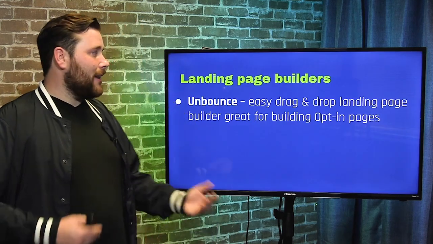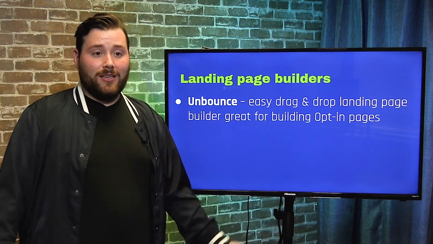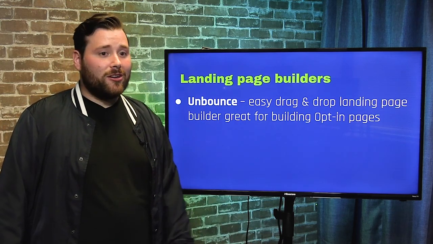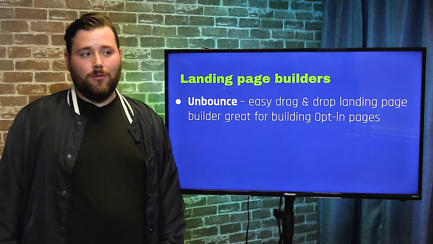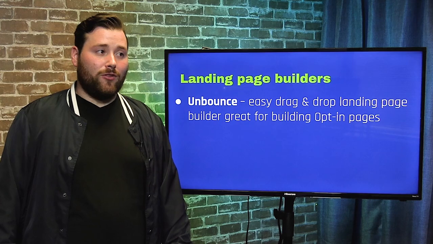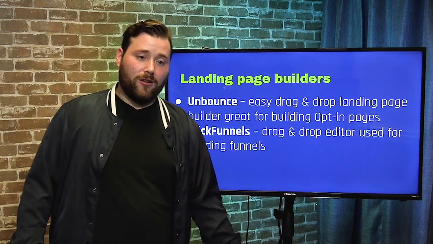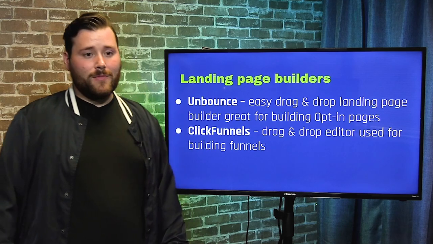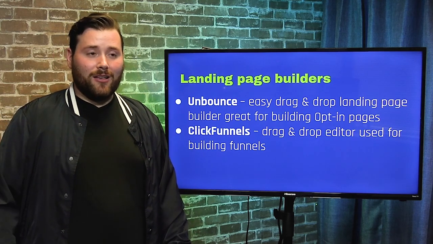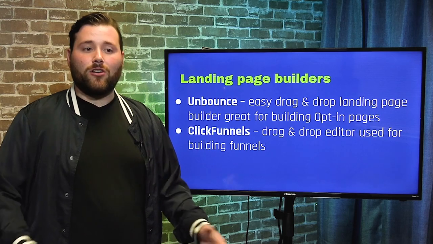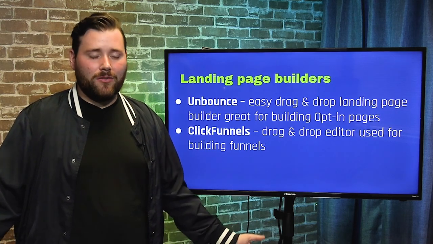So what are the different landing page builders that we use? Well, we use Unbounce. It's super easy. It's an easy drag and drop landing page editor that is great for building opt-in pages. So if you're just trying to get opt-ins, it's great. Now, if you're looking to build out fully fleshed out funnels, you're going to want to use something like ClickFunnels. ClickFunnels is great too because it's a drag and drop editor, and you can add upsells and downsells. You can build an entire funnel within ClickFunnels, take payments and everything. It's like $99 a month.